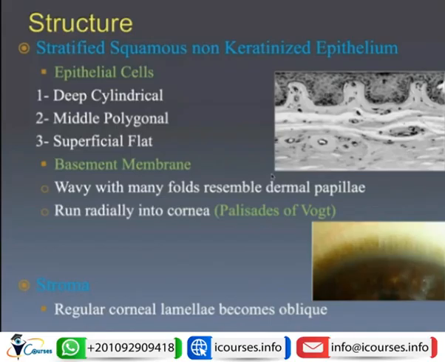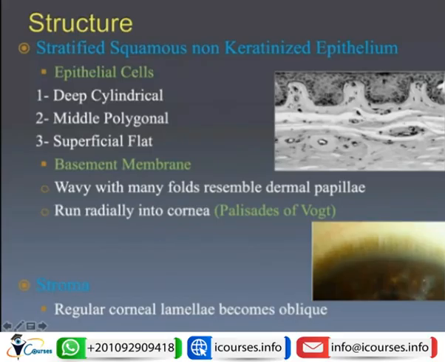With more insight into the histology, or the microscopic structure, of the limbus: the limbus is formed by stratified squamous non-keratinized epithelium. The deep cells are cylindrical, the middle cells are polygonal, and the superficial cells look flat, resting on a basement membrane. This basement membrane is wavy, as you can see here, with many folds.